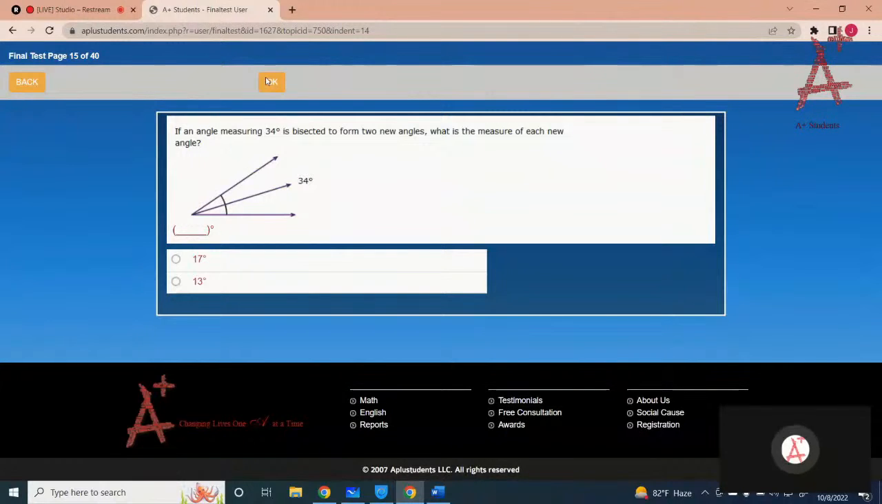Okay, if an angle measuring 34 degrees is bisected to form two new angles, what is the measure of each new angle? So you have to find the measure of each new angle. Bisection divides the angle into two equal parts. Got it? So just divide 34 by 2, it would be 17 degrees. Got it?